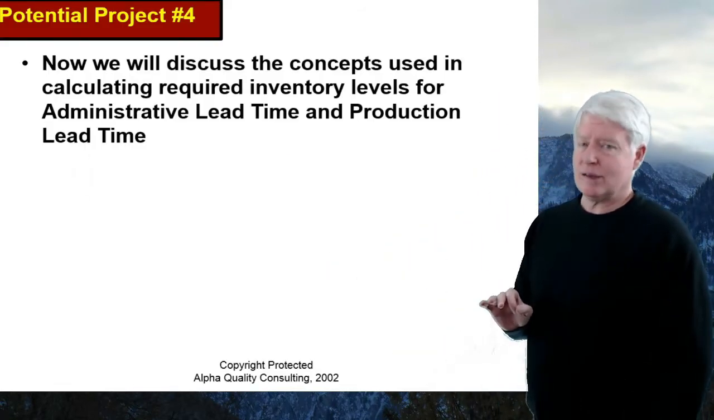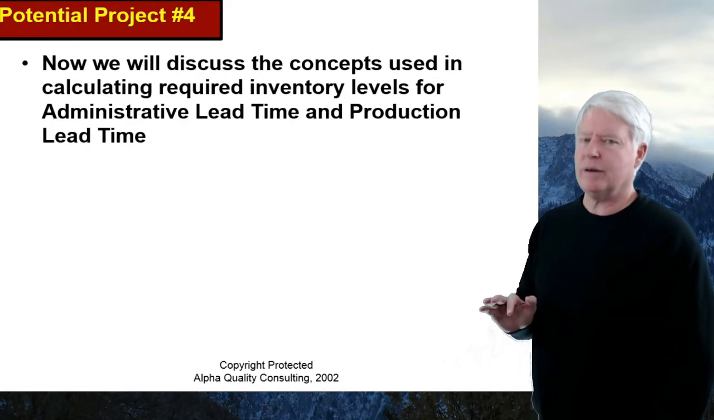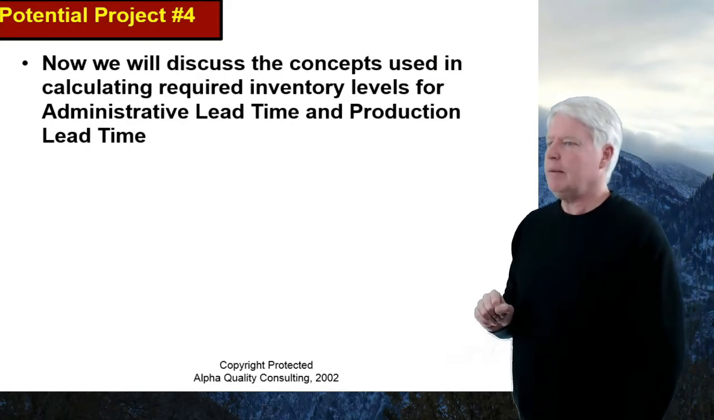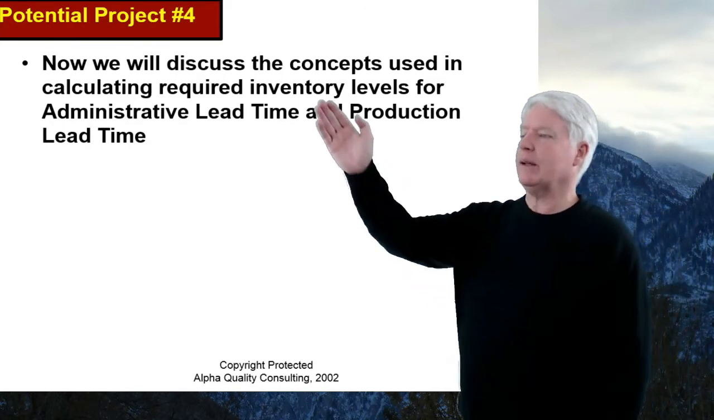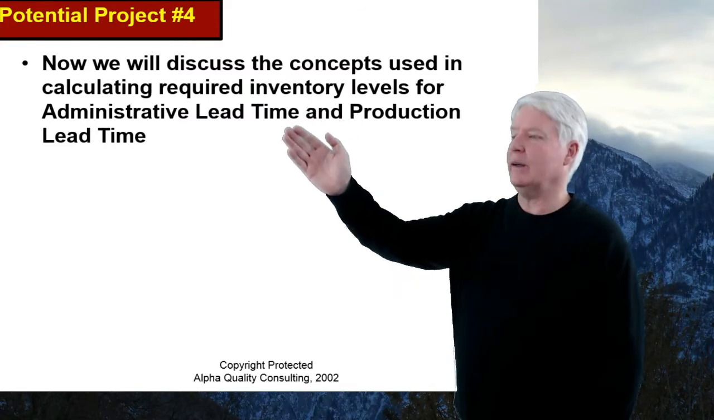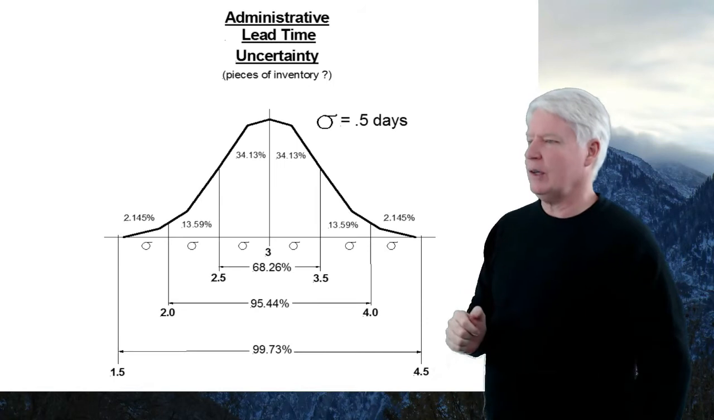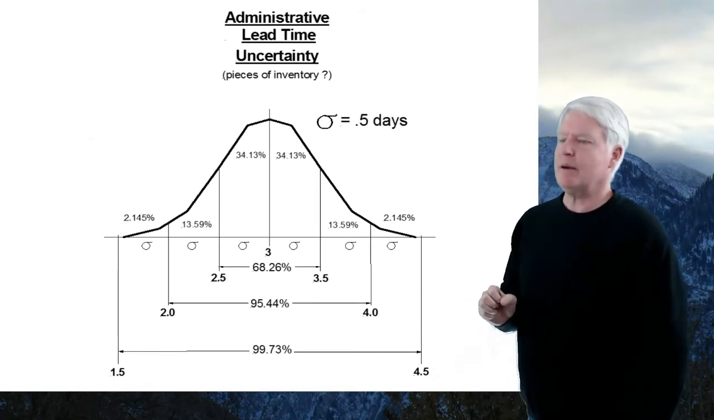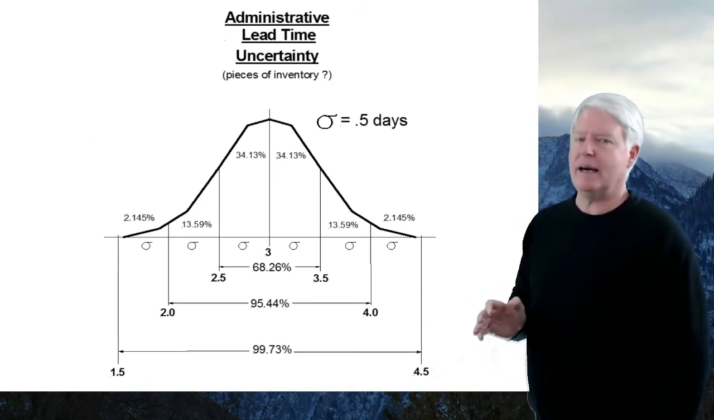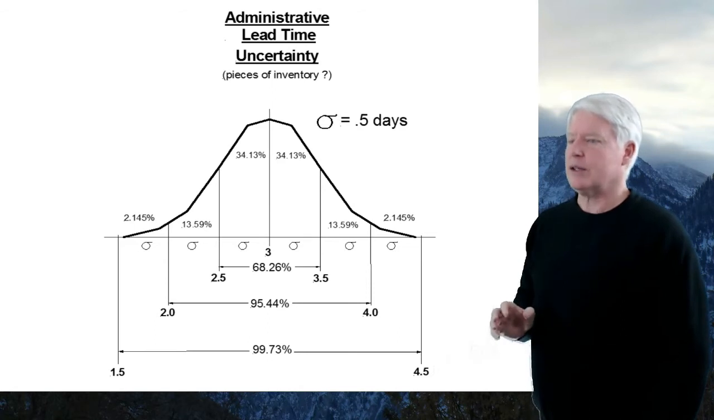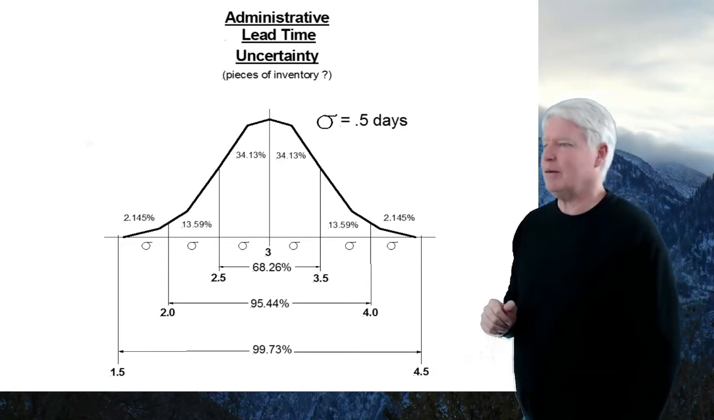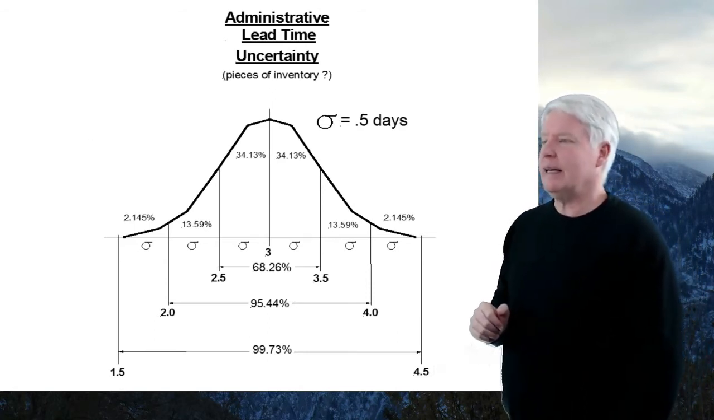Both of these are time elements, so they're going to be a little bit different, but they're not bad. Remember, I did say this was a 9. It is rather complex, so if you feel a little lost, this may not be the project for you right now, but we'll go through it anyway. Now we will discuss the concepts used in calculating required inventory levels for administrative lead time and production lead time. So I'm going to give you my assumptions on how I do it, and you may come up with better assumptions. If so, that's a good thing. You always want to improve upon things. But this will definitely get you thinking.